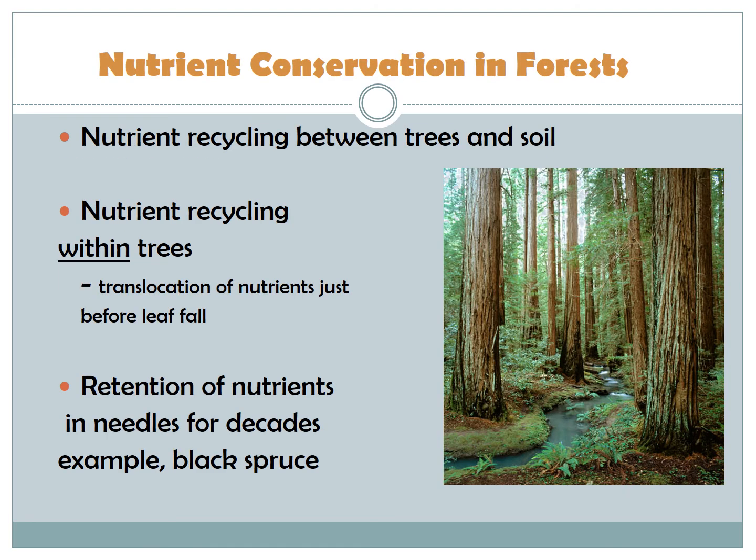Nutrient conservation in forests focuses on nutrient recycling between trees and soil, nutrient recycling within the trees because they translocate nutrients just before leaf fall, and the retention of nutrients in needles for decades. For example, the black spruce needles take forever to break down, and that is their long-term fertilization system. Their needles basically lie at the base of these trunks for decades, slow releasing fertilizer for their own as well as their future seedling needs. And so we need to remember to protect these things in these ecosystems because that's a part of their nutrient cycling.